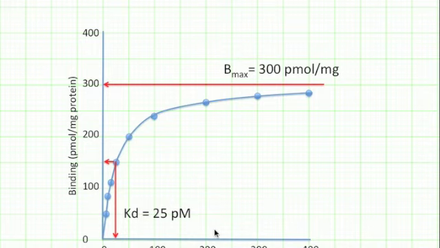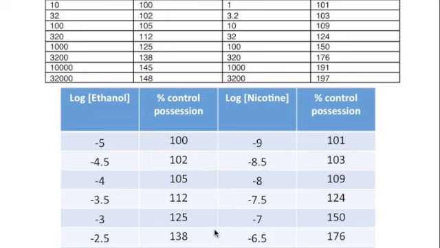The next experiment is a little bit more complicated though. In this experiment, we're measuring the effect of ethanol and nicotine on demonic possession. The experiment starts by establishing control possession in the absence of either of these drugs, and that's our 100% value. As you can see from the data in the table up here, nicotine and ethanol both increase the demonic possession. So what we've effectively got here is a concentration response or concentration effect relationship.